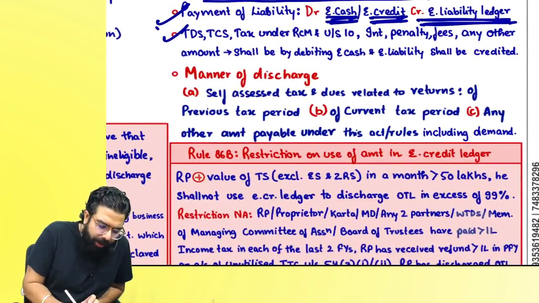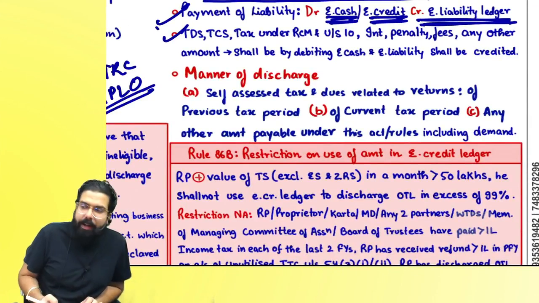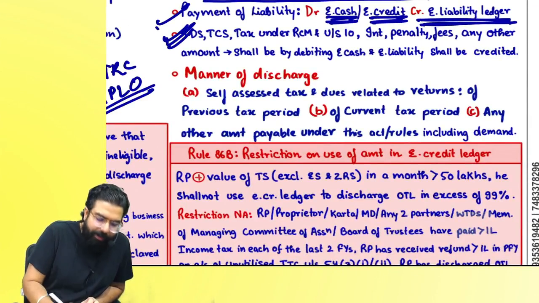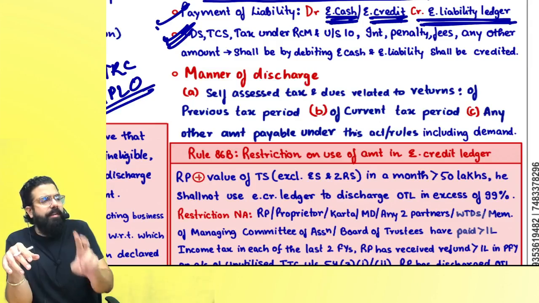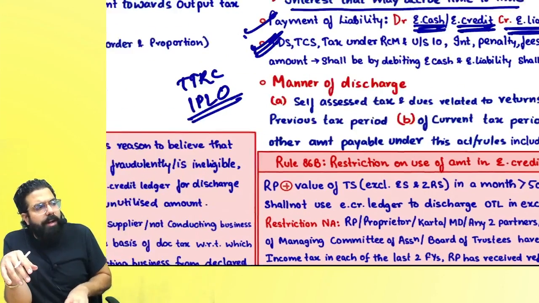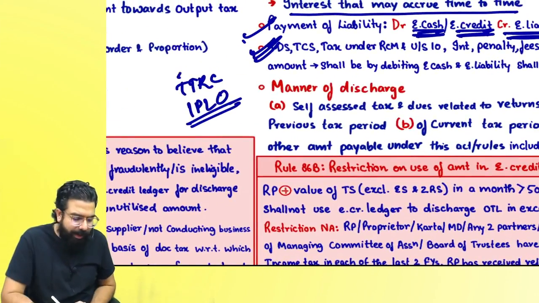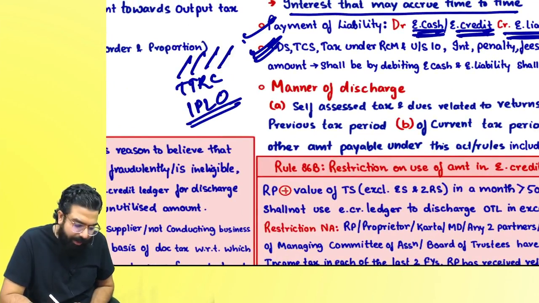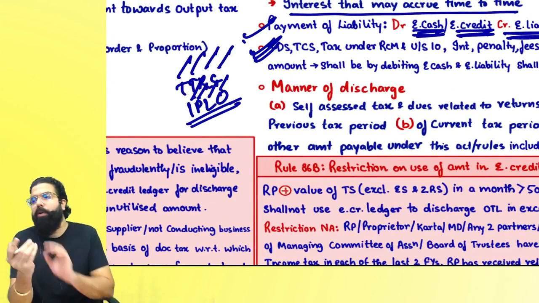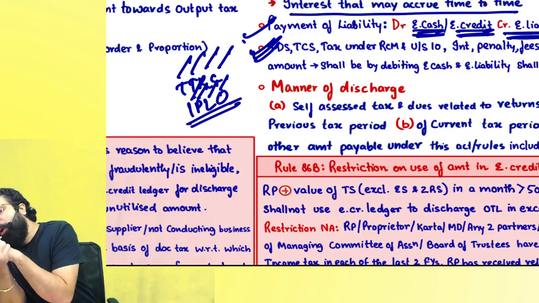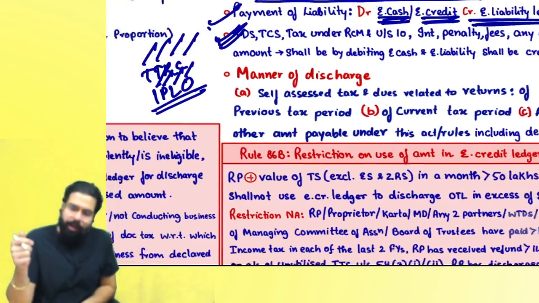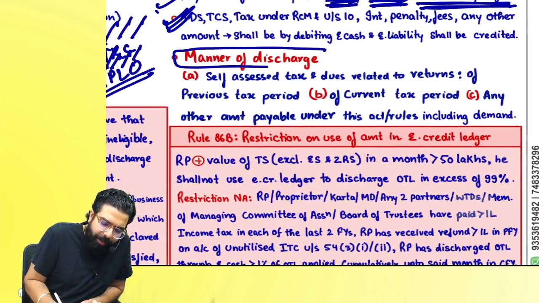Also we have learned TTRC IPLO always has to be paid in through e-cash. If you have a liability of TDS, TCS, reverse charge ka liability, composition tax ka liability, interest, penalty, late fee or any other amount, that always has to be paid through e-cash. You can't use your credit. Always remember what is the manner of discharge, sir.